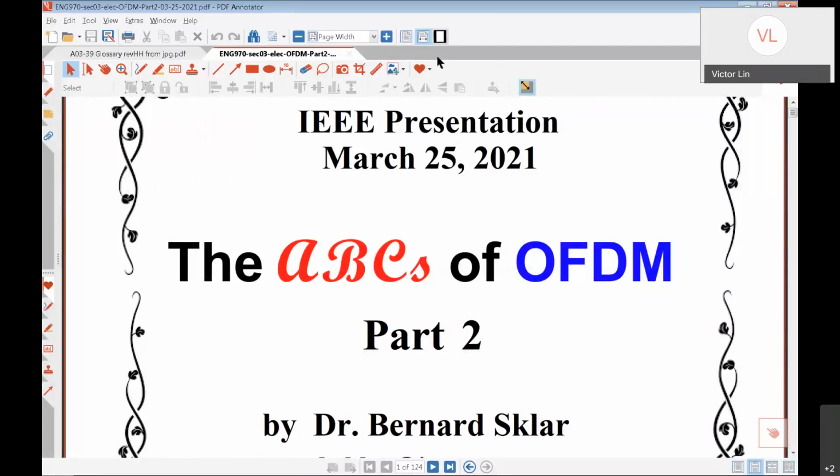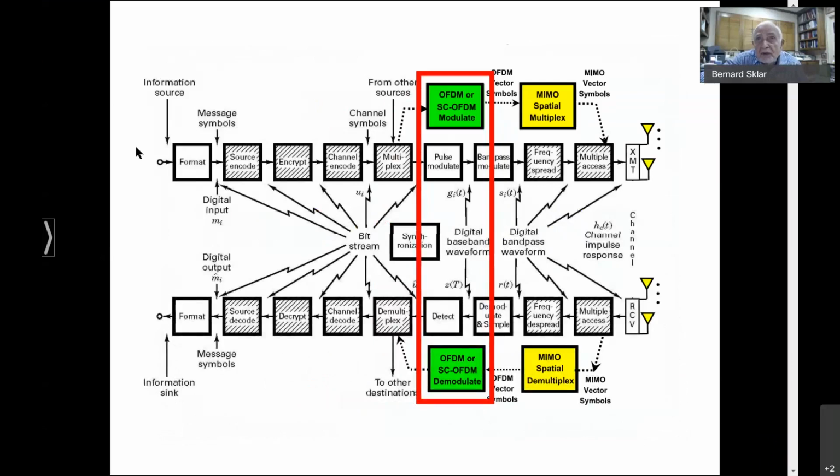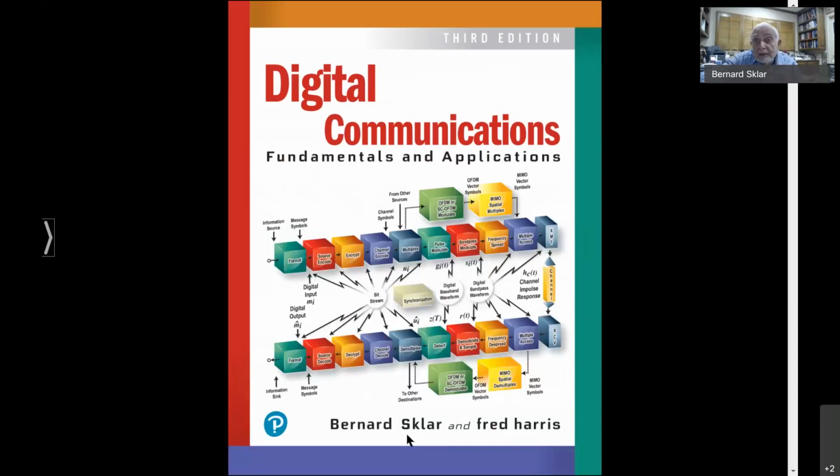Okay, good. All right, here we are. I want to emphasize my email address. This was my signature slide. Everybody identifies me with this block diagram, and the latest additions to it are the OFDM and MIMO blocks. The first one appeared in August of 1983 on the cover of IEEE magazine. This is my plug for my book that I wrote with Fred Harris, the third edition, Prentice Hall.